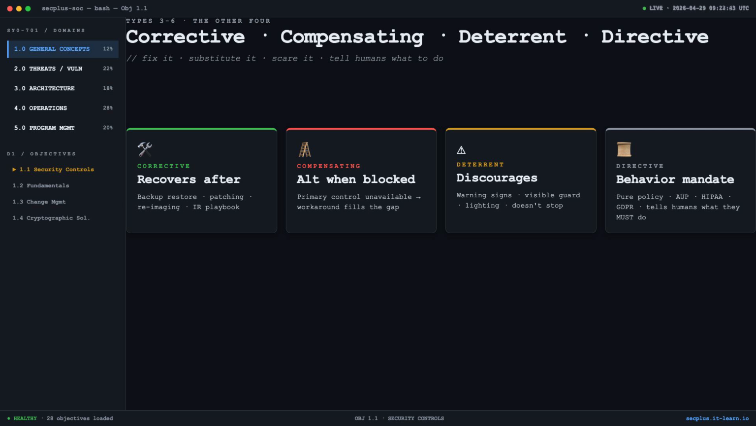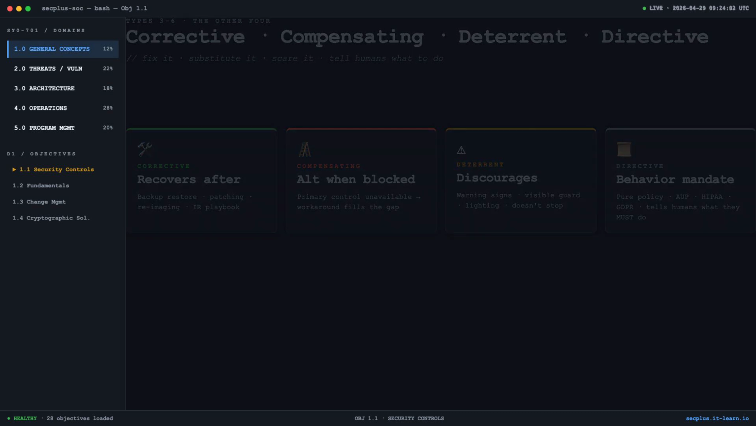Last one, directive. Directive controls instruct or mandate behavior. Acceptable use policies. HIPAA, GDPR, the training mandate. Directive is purely behavioral. It tells humans what they must do. If the scenario hands you a regulation or a written policy that demands a behavior, that's directive.